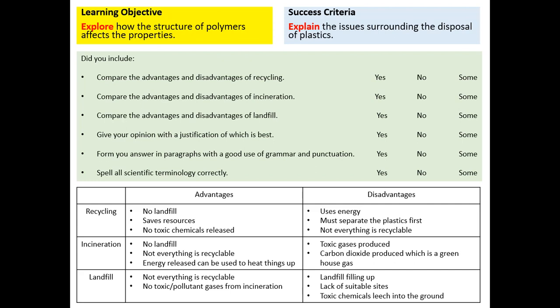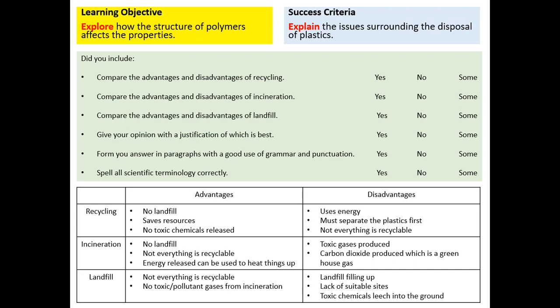So what I want you to do now is I just want you to imagine that you've got that mark scheme in your book, and that you are circling which bit you have done. So did you compare the advantages and disadvantages of recycling? And what I would say is you need to get, yes, you must include at least 2 bullet points from each side with a little bit of an elaboration. So don't just say no landfill. Why is that a good thing? Okay, saves resources. Why is that a good thing? Because you really need to expand on your answers to get that level 3 mark.